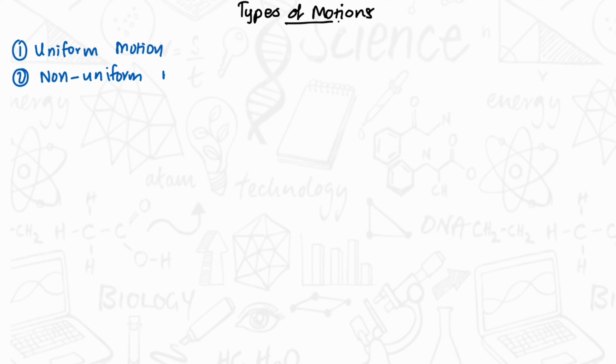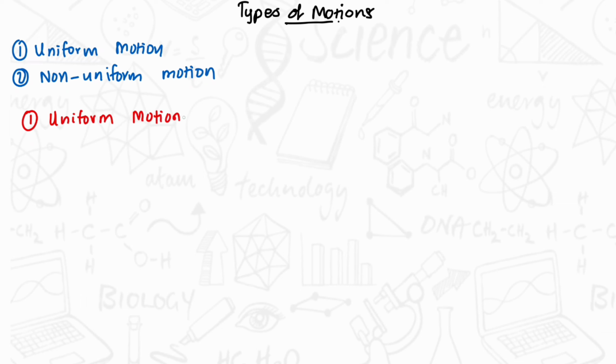In this video, we'll be learning about the two types of motion. The first one is uniform motion. The second type is non-uniform motion. Under this, the first topic is uniform motion.